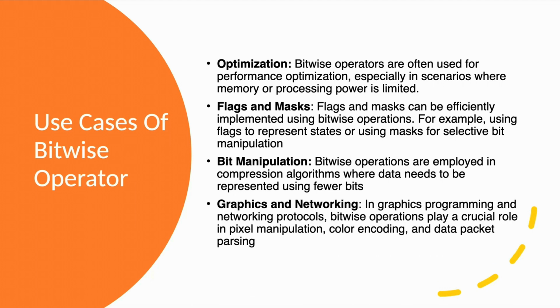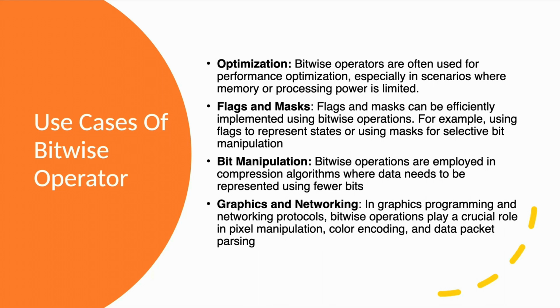In graphics programming or networking protocols, bitwise operators play a crucial role in pixel manipulation, because you could imagine that pixels are also represented in binary form. So they are also zeros and ones. If you want to make any modifications to your pixels, you can use the bitwise operators, and that would make it very efficient, because there are millions and millions of pixels in a single image, right? So if you want to manipulate the entire image, you can simply use the bitwise operators to make those modifications, and that will make it very memory efficient and also very performance efficient.